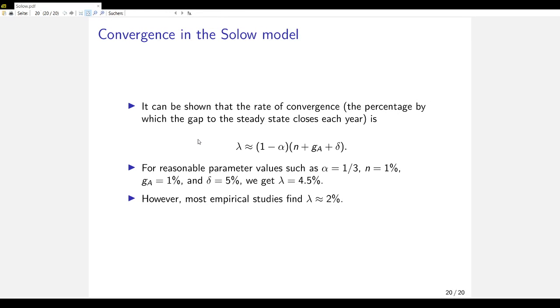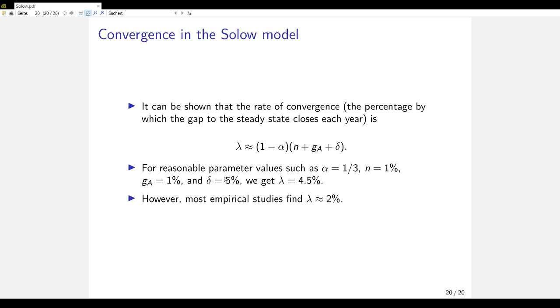Finally, after these words of caution, we would like to know basically how well the Solow model predicts convergence as compared to the empirical estimates. Now, what can be shown is that in the vicinity of the steady state, the rate of convergence in the Solow model is approximately equal to 1 minus the output elasticity of capital multiplied by the population growth rate plus the rate of technological progress plus the rate of depreciation.